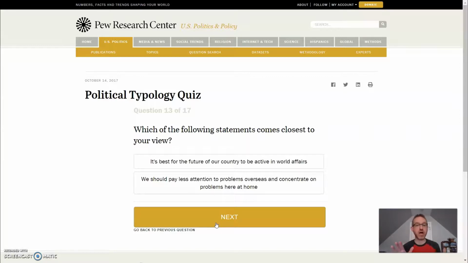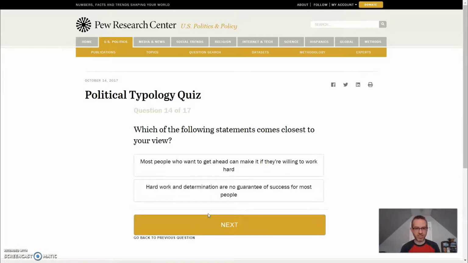And again, you may say both. But if you could only have one, would you rather say, yeah, let's be aware of what's going on out there because it could impact us in the future? Or should we say, let's worry about what we've got going on right now? Okay. Number 14.